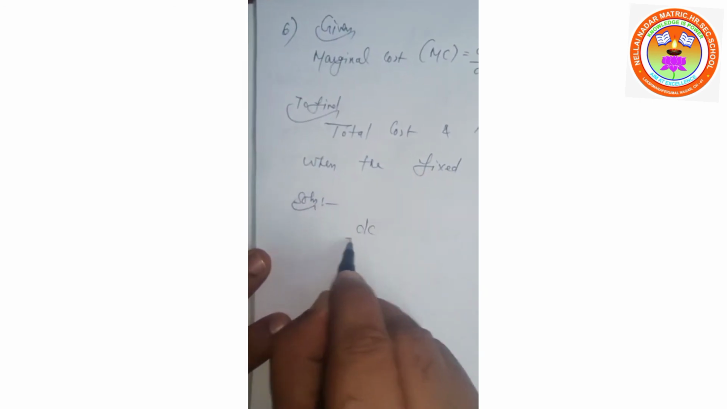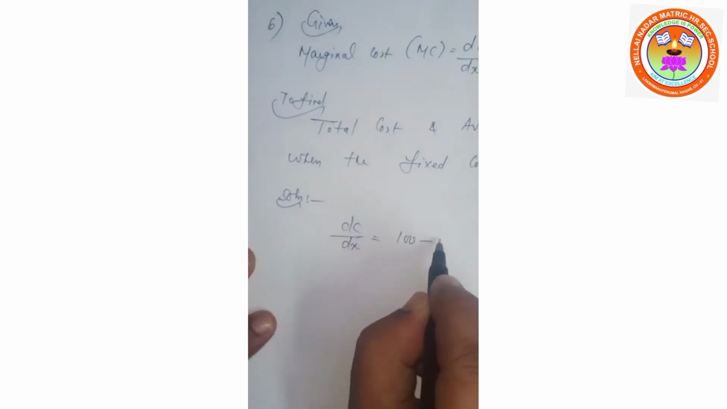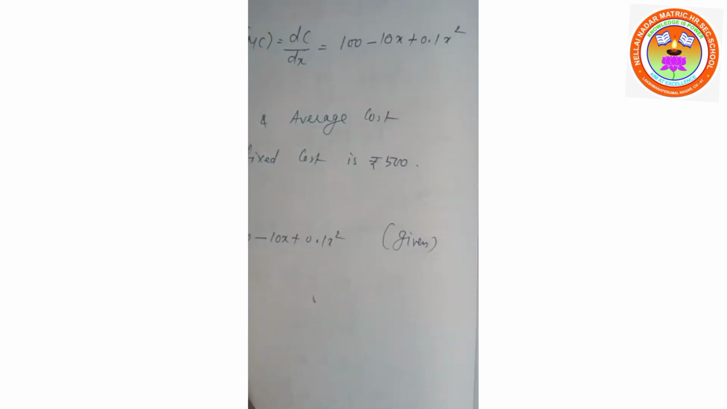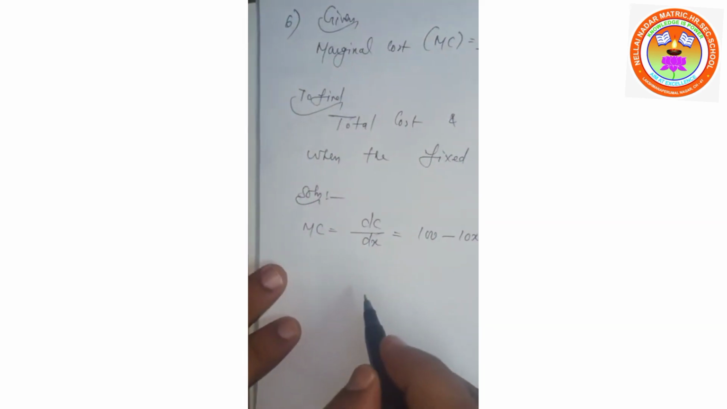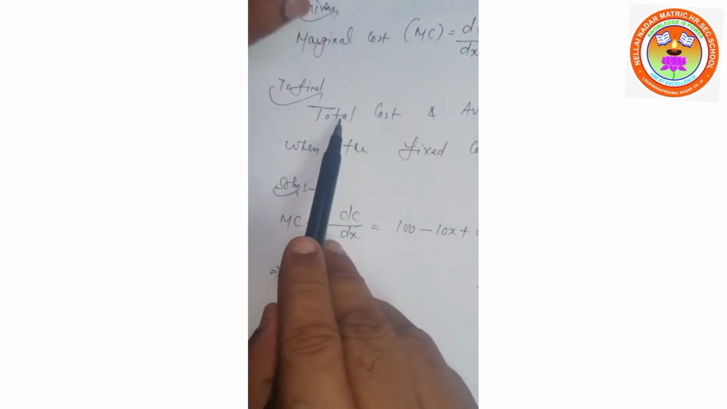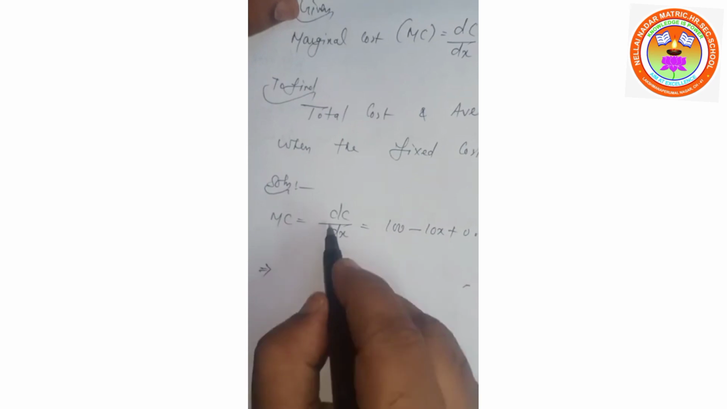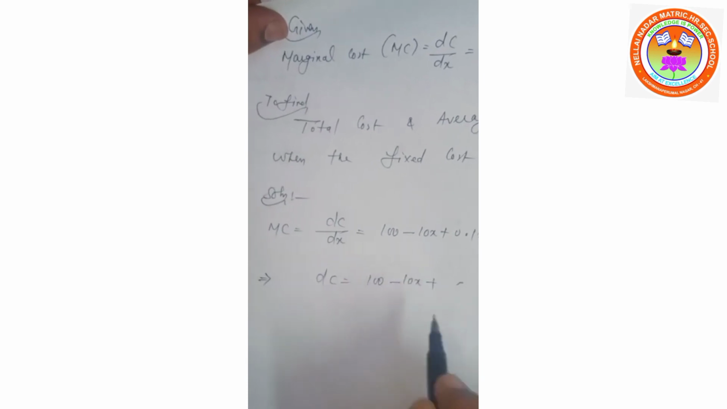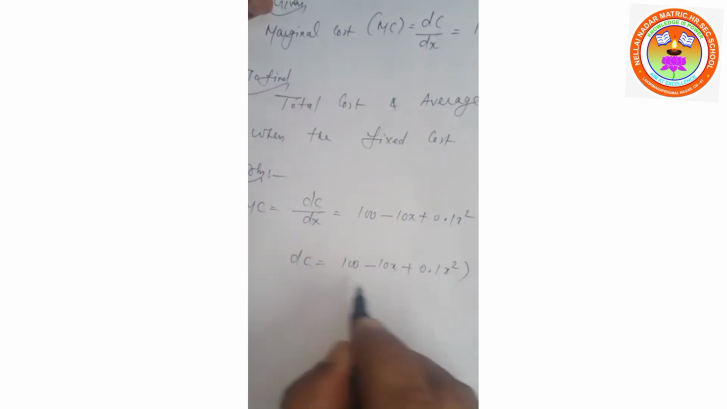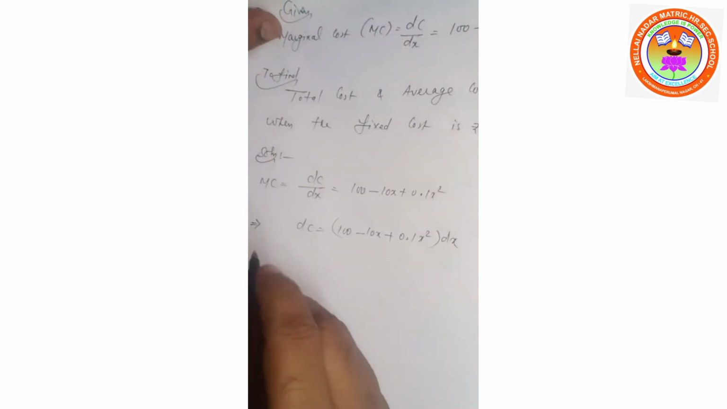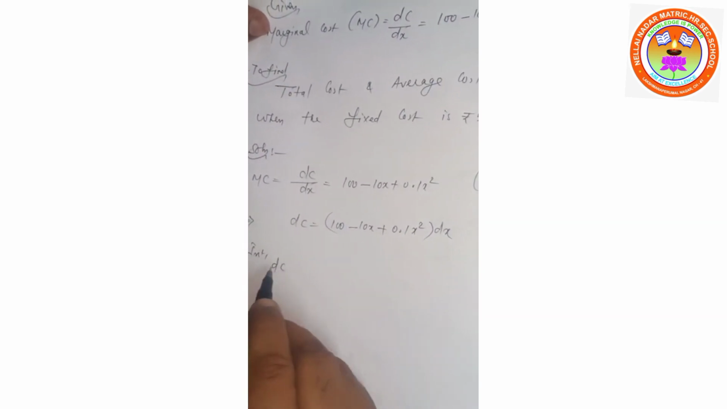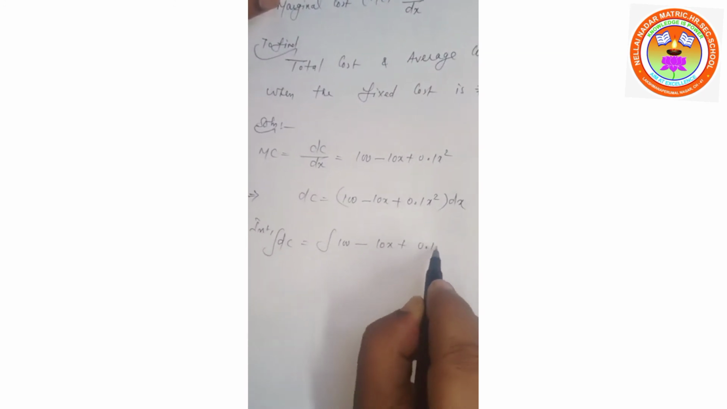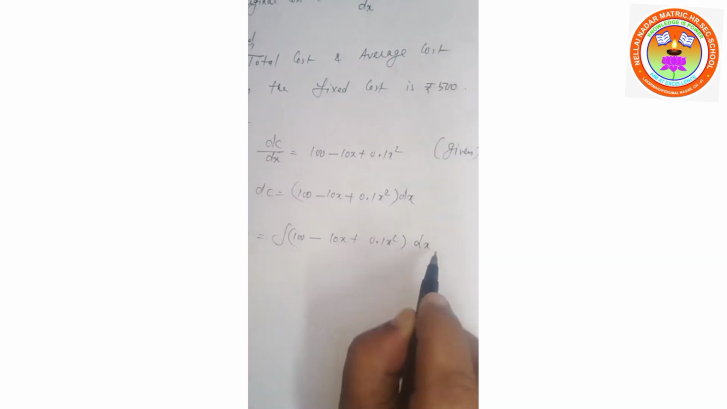Solution. Given dc by dx is equal to 100 minus 10x plus 0.1 x squared. It is given. This is the marginal cost. You are asked to find out that total cost. Total cost and cost are same only. So I am retaining dc in the left hand side. Then you have to cross multiply: 100 minus 10x plus 0.1 x squared into dx. Integrating on both sides, integral dc equals integral 100 minus 10x plus 0.1 x squared dx.